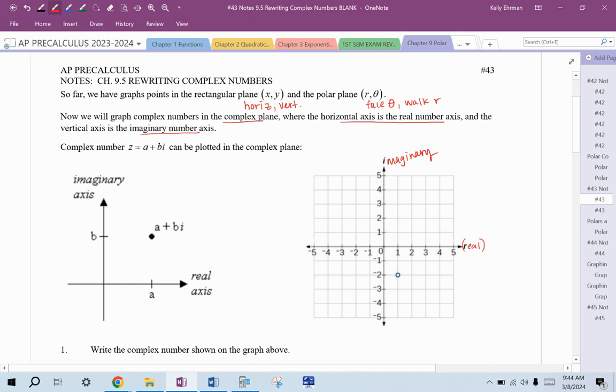Every complex number will be given in this form. We tend to call the complex number Z, and Z will be a plus bi. So we've seen that before. A is the real part, and bi is the imaginary part. So you can plot these just like you would plot a rectangular coordinate.